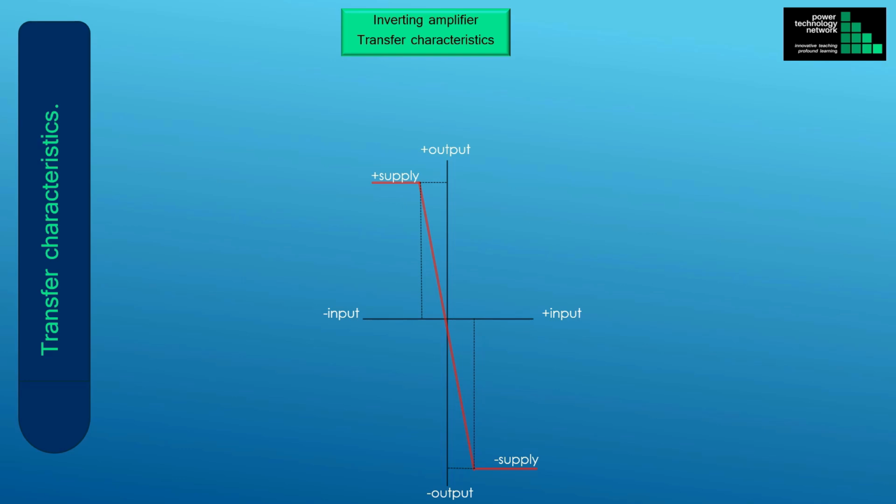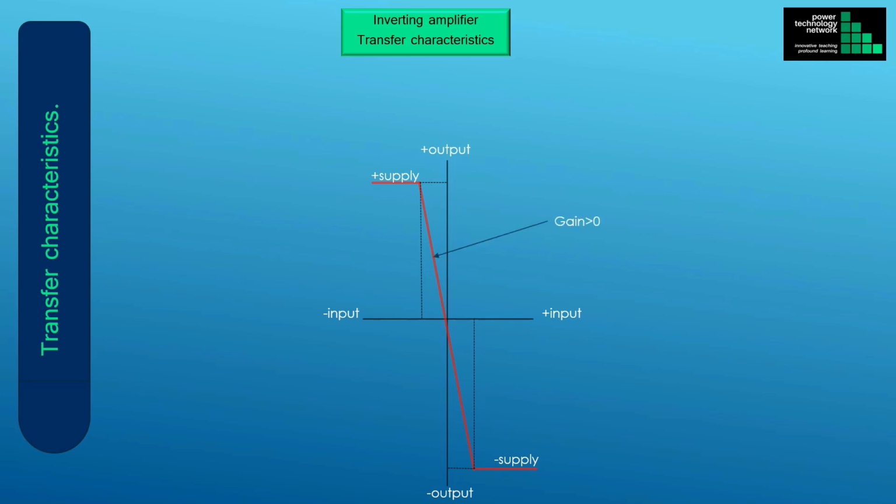The output voltage is limited to the supply rails at positive and negative limits on the y-axis. The input voltage varies within a narrow range on the x-axis, while the output voltage varies over a much wider range on the y-axis. This is because the output voltage is an amplified version of the input voltage.